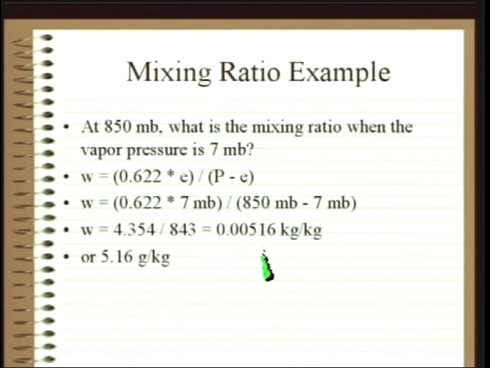0.00516 kilograms per kilogram. Often the mixing ratio will be written as grams per kilogram. And to do that, you multiply this value by 1,000. So for example, often it'll be expressed in grams per kilogram, since this number is easier to write than having to write these zeros here. So it's 5.16 grams per kilogram.